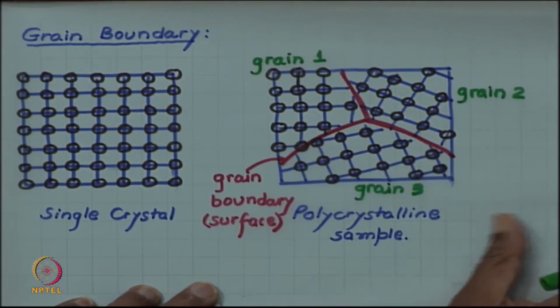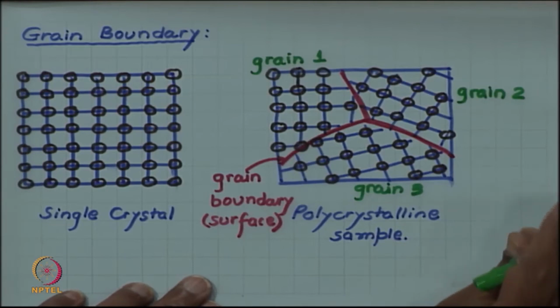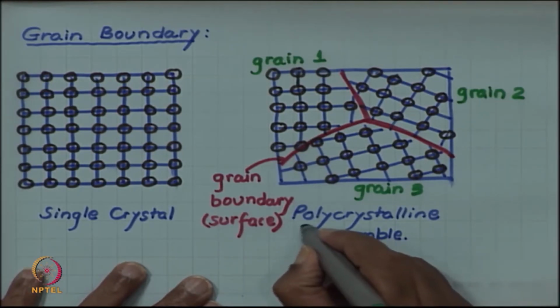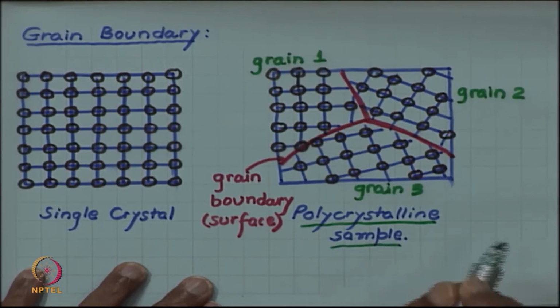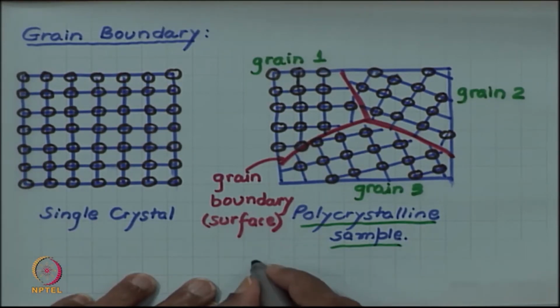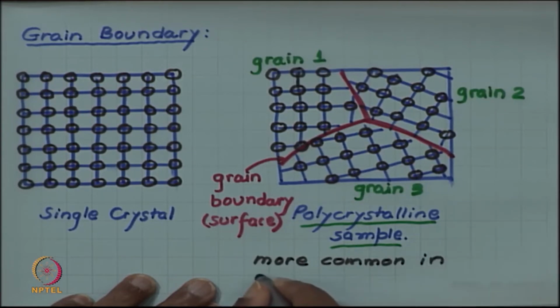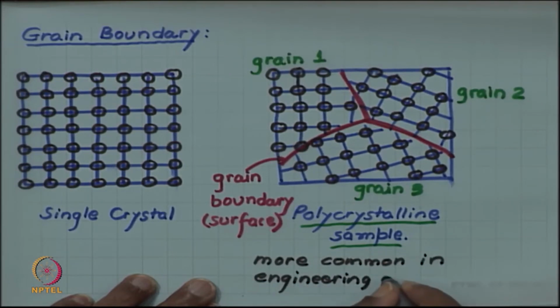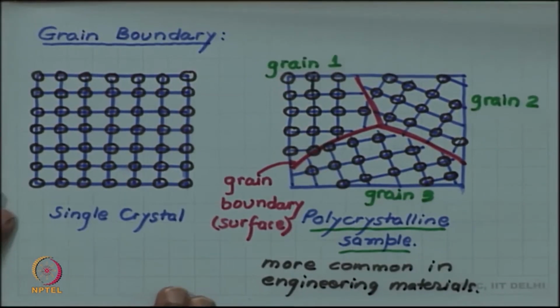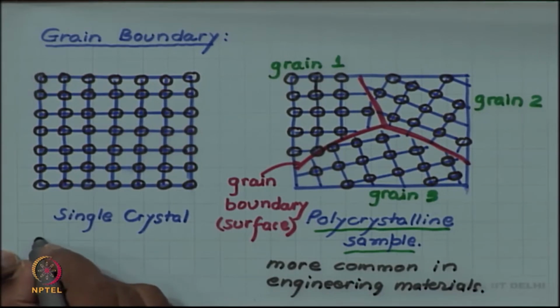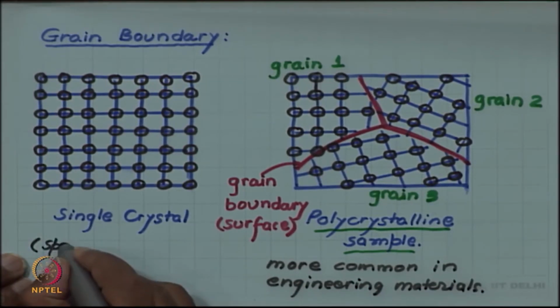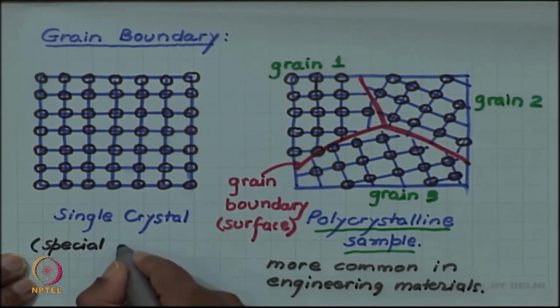So, there can be several grain boundaries and several grains in the same sample, and this kind of sample will be called a polycrystalline sample, and as I stated, it is more common in practice, more common in engineering materials. A single crystal will be less common and extra special care is required. Special techniques are required to produce a single crystal.